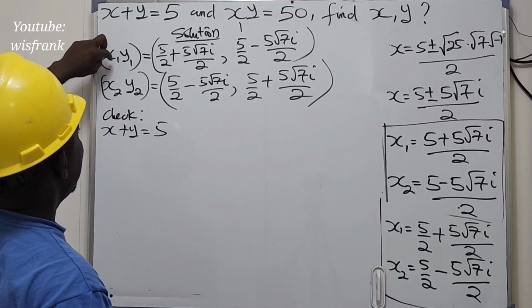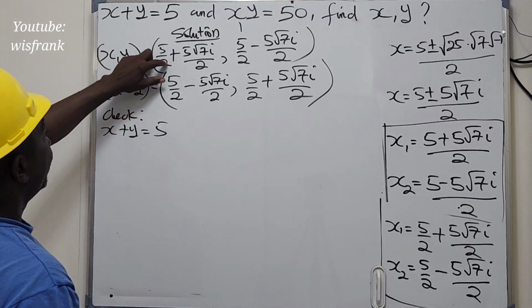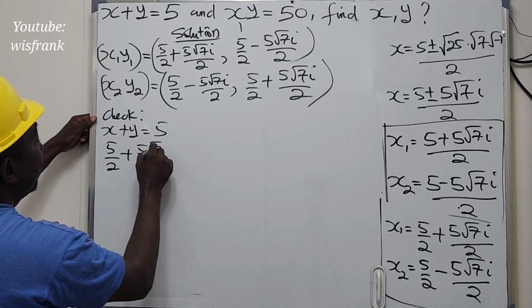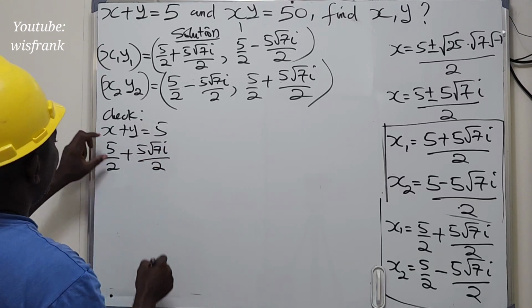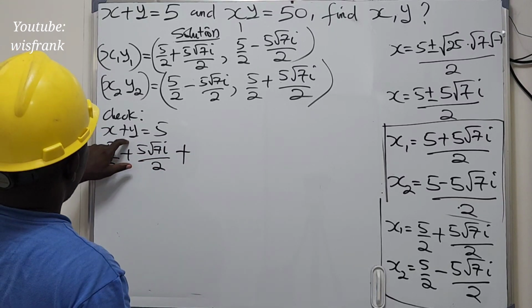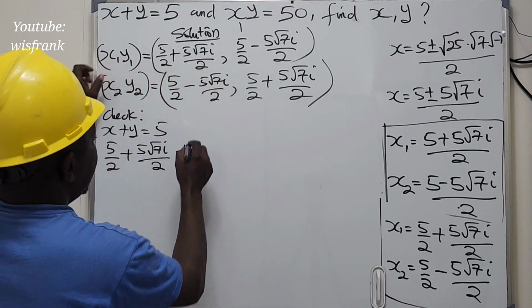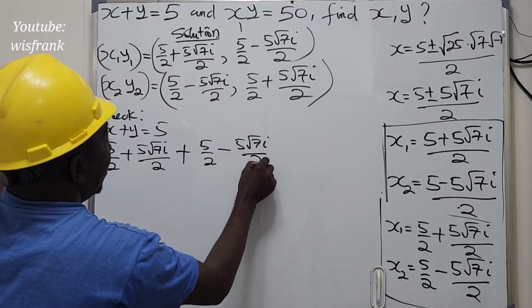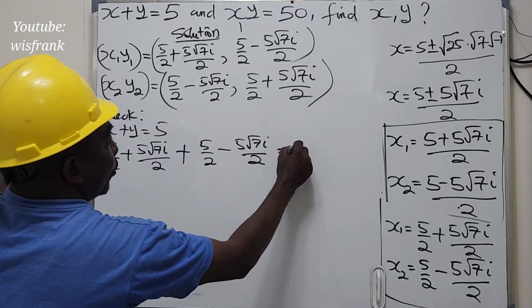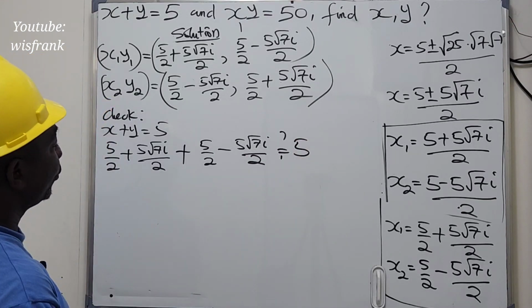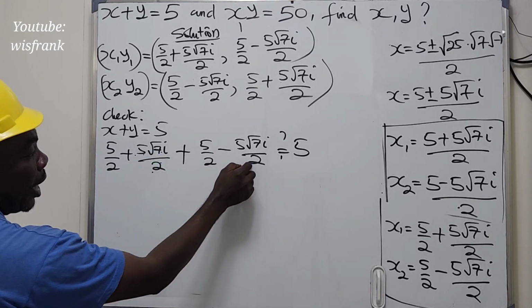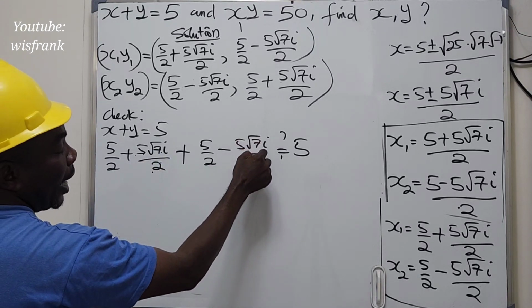But let's take this x1 and y1. So for x1 we have 5 all over 2 plus 5 root 7i all over 2. Then we have plus, for y, that is y1, 5 all over 2 minus 5 root 7i all over 2. Will it equal 5? Then what we are going to do, let us check. So we have plus 5 root 7i all over 2, and we have minus 5 root 7i all over 2.